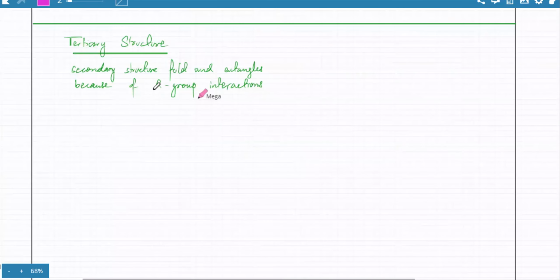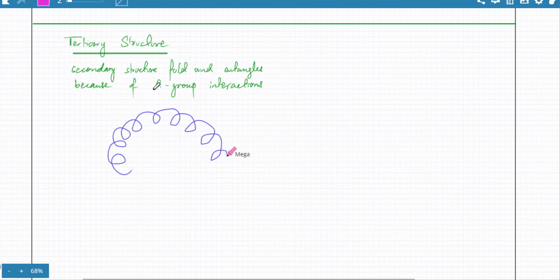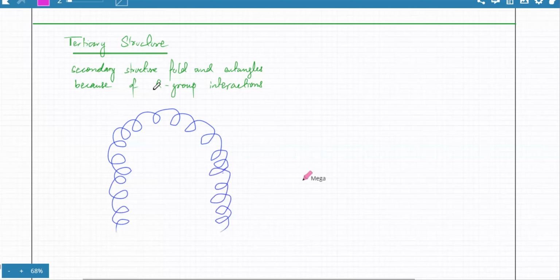So let's say you have an alpha helix. Now, what's going to happen to the alpha helix is that it would have lots and lots of groups coming, and that would further fold the alpha helix. So it's not going to be just one straight spring-like structure. It's going to be further twisting around. Why would it happen? There might be an R group coming out of the chain from one side, and another protein chain would have another R group, and they would start interacting with each other.